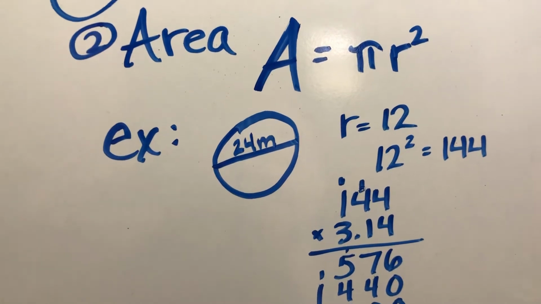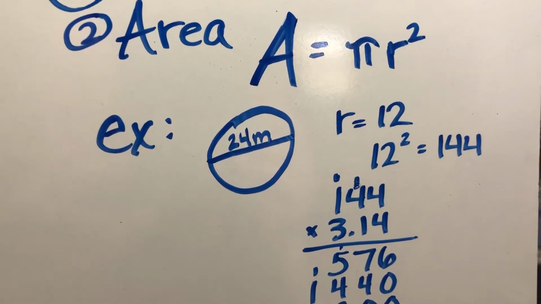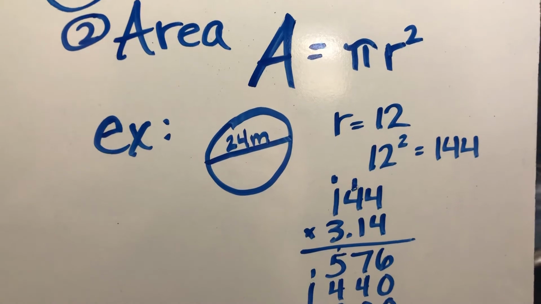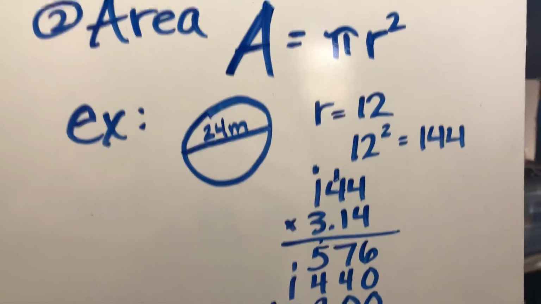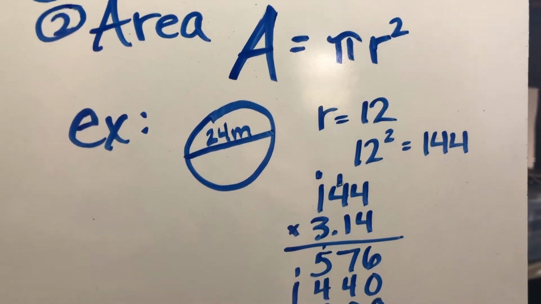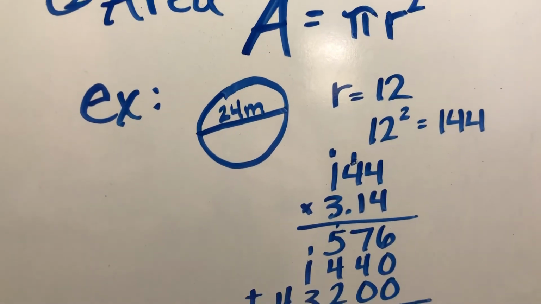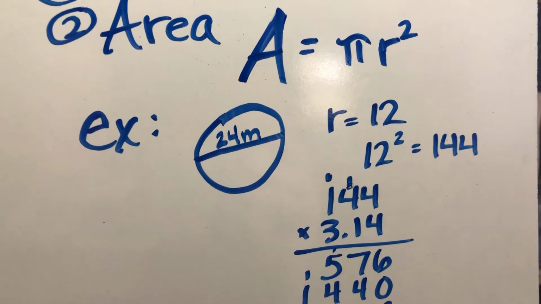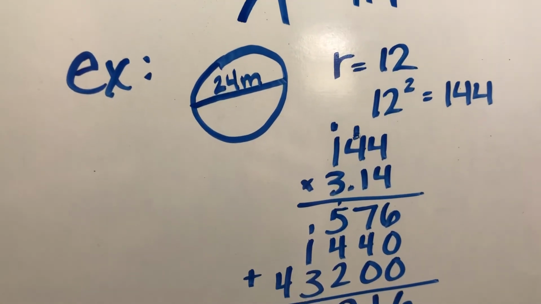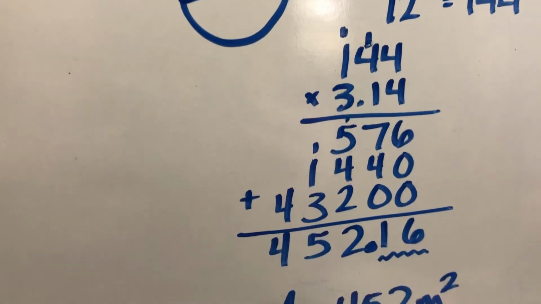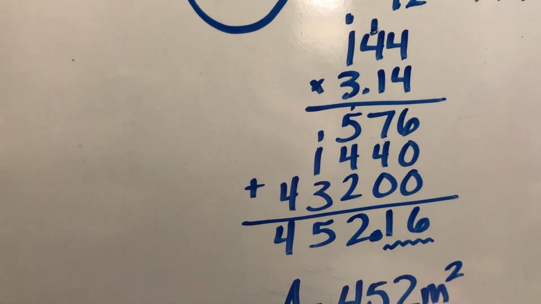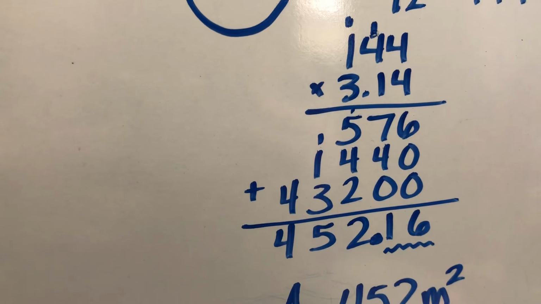You've got to clear the cobwebs out of your little brains and say, hey, they gave me a D, but I need an R. I spelled it out here for you. The radius is 12. That was some good mental math for me, huh? Then I had to square the radius, and 12 times 12 is 144. Then I did pi times 144, and I worked that out over here. You can check my math, but I think I'm right.